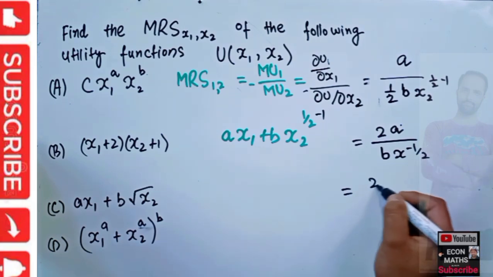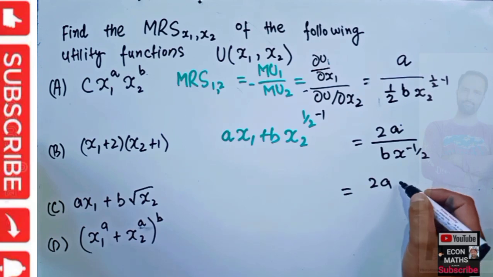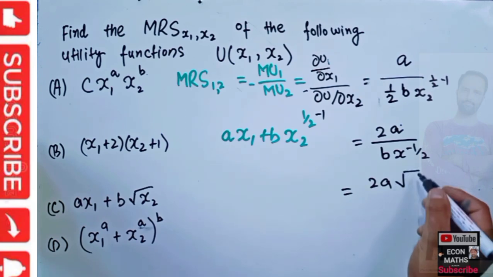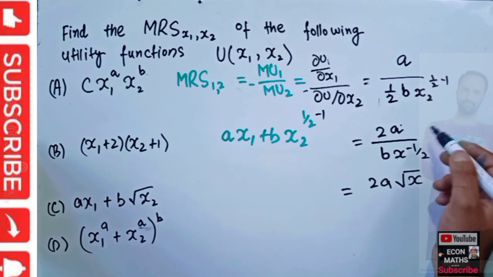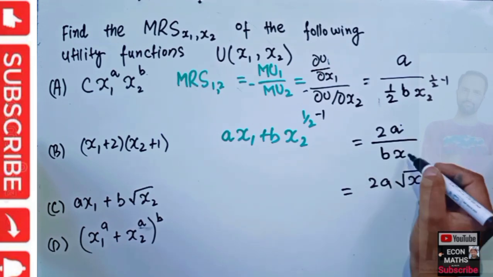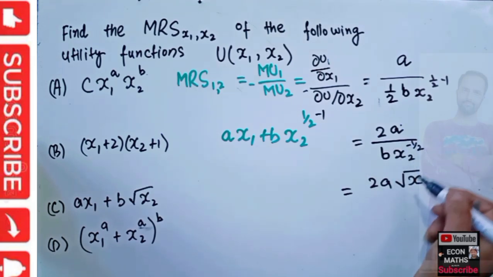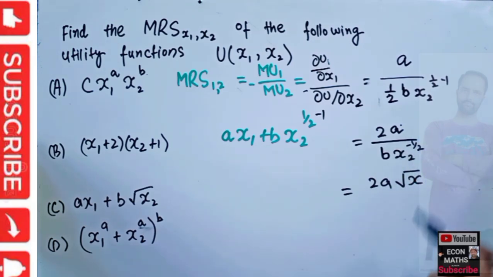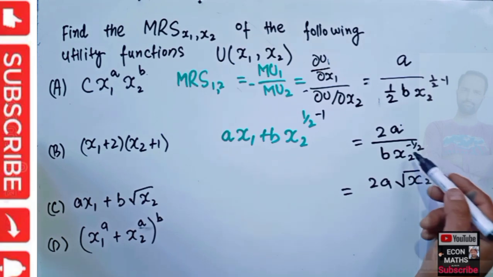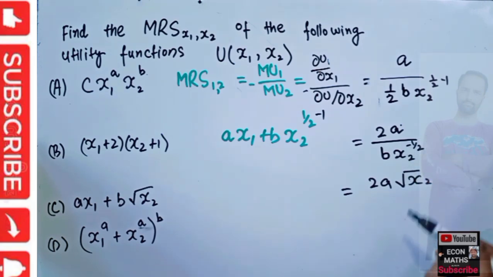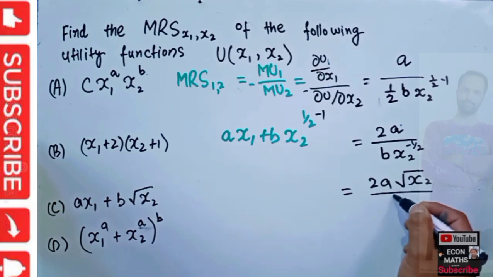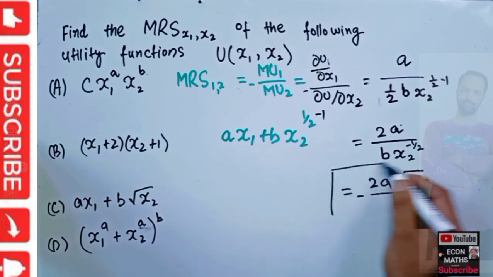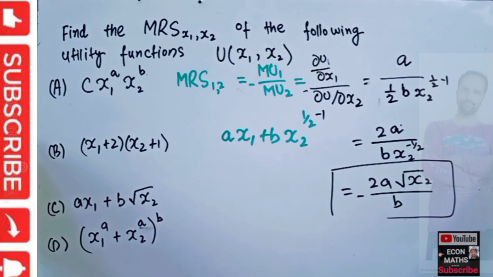Obviously it will become twice a, transposing again it will become, since it is x2, let me write it here specifically, x2 raised power minus 1 upon 2. Okay, transposing this, the exponent sign will change, so x2 raised power minus 1 upon 2 will become x2 raised power plus 1 upon 2. So it is under root x2 divided by b. So this will be the MRS of this very utility function.